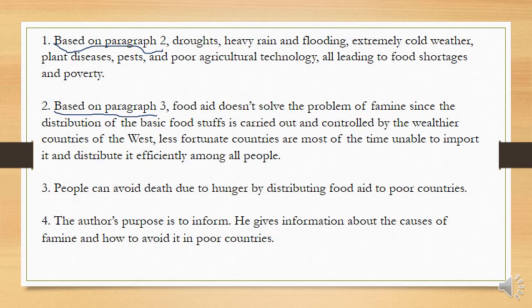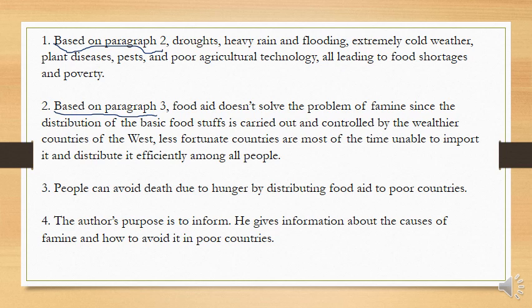Number 4, the author's purpose, as we said, is to inform because it gives information about the causes of famine and how to avoid it in some poor countries, because also the writer, as you can see, mentioned causes, effects, and he also mentioned some measures that the poor countries can take in order to prevent or to avoid famine.